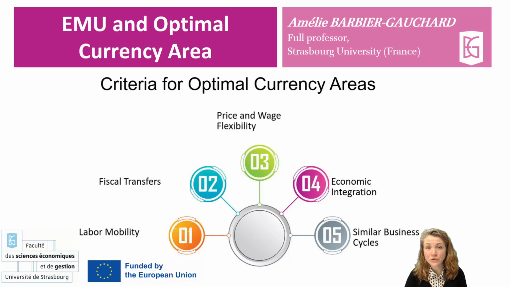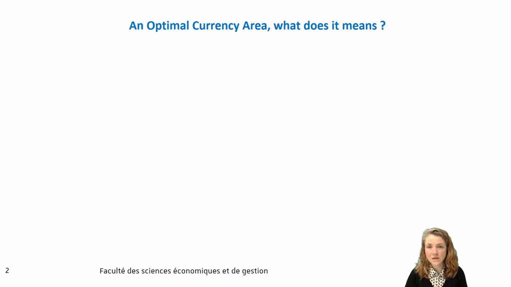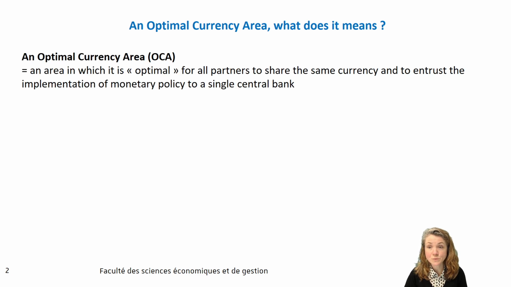European Monetary Union and optimal currency area. First of all, it's quite important to define precisely what an optimal currency area is. An OCA could be defined as an area in which it is optimal for all the partners to share the same currency and to entrust the implementation of monetary policy to a single central bank.